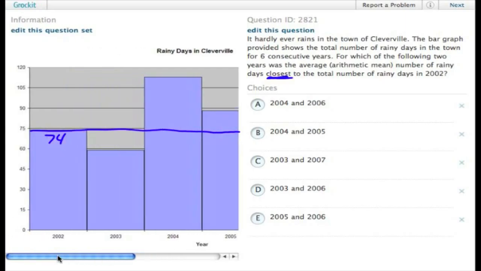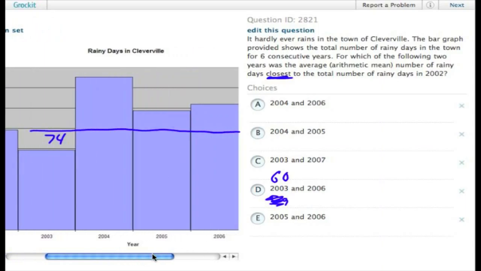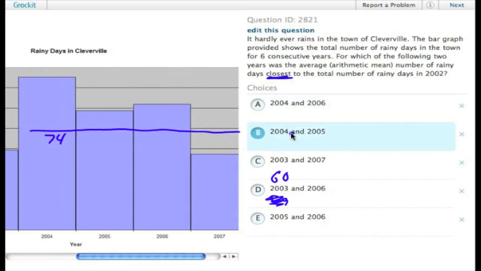So let's look at values for 2003 and 2006. 2003, yeah, it's like 59. It's just a shade under 60, so that's 59. Or let's just round up to 60. Let's look at 2006. Well, it's just a shade over 90 there. And we'll just round it to 90.